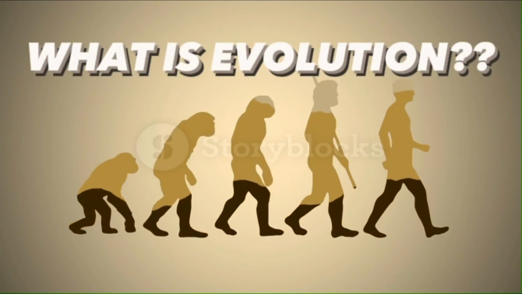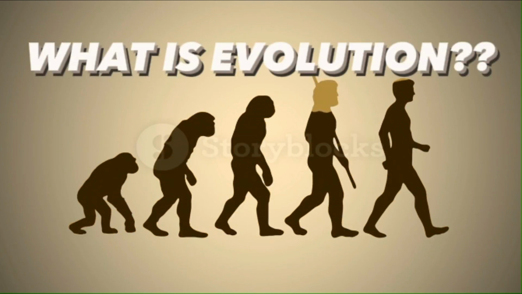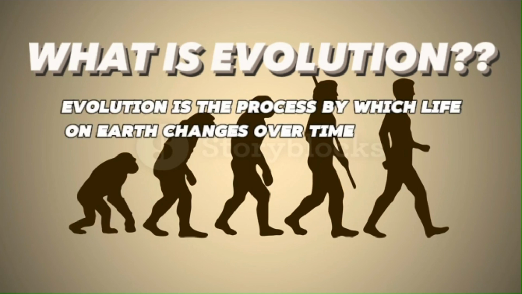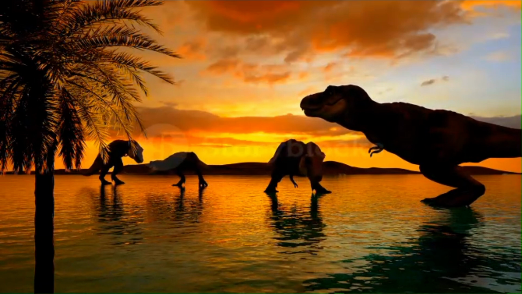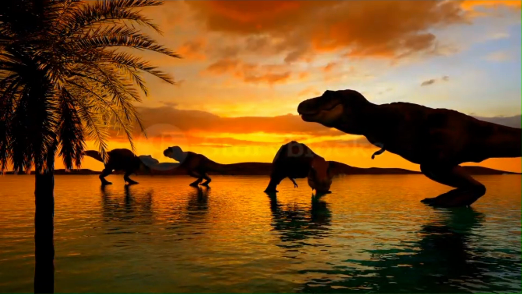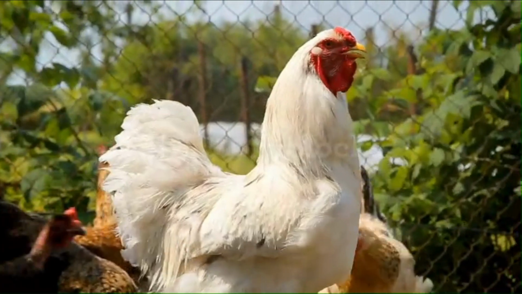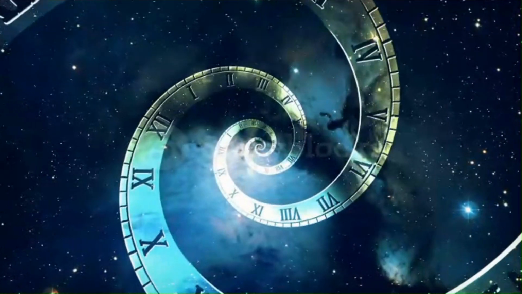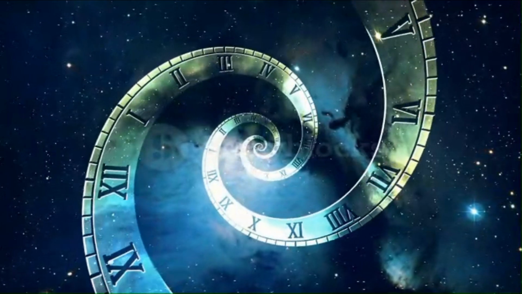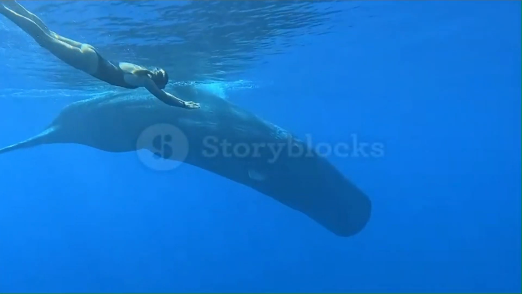What is evolution, you may be asking? At its core, evolution is the process by which life on Earth changes over time. It's the gradual transformation of species through tiny variations that, over millions of years, lead to new forms of life. Evolution isn't a single event. It's a continuous, ongoing process. It's what drives the incredible diversity of life on Earth, from the smallest bacteria to the largest mammals.